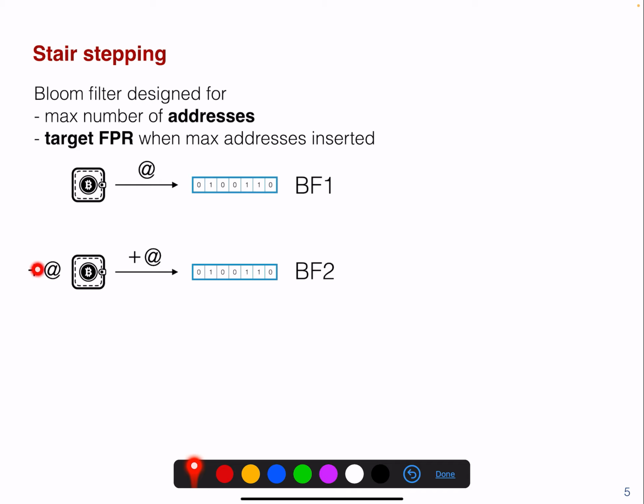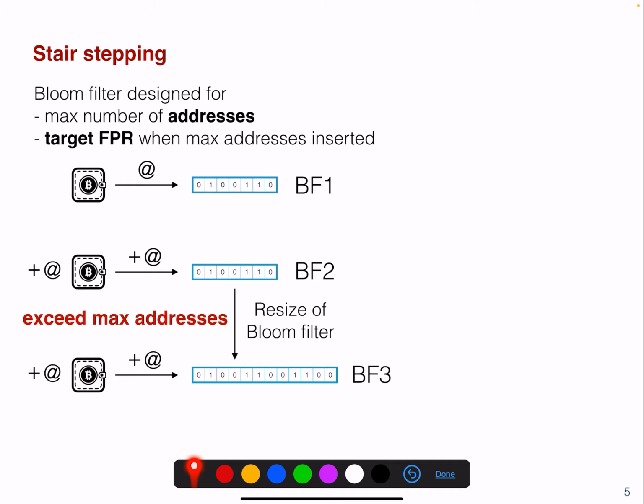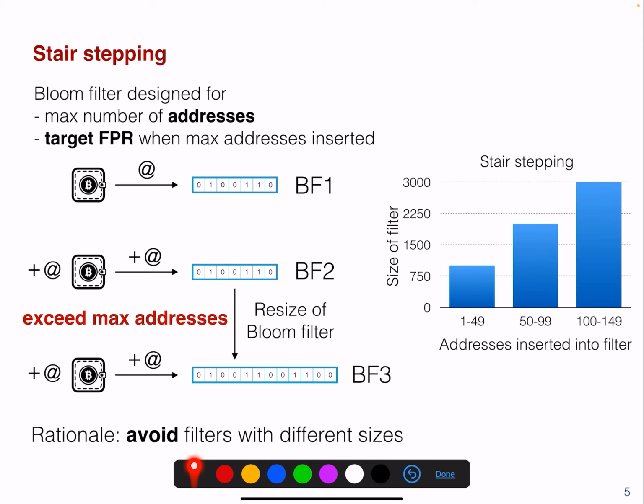But okay, so we have here one Bloom filter because we added some addresses, right? And then we add another address, we get another Bloom filter, etc. So once we exceed the maximum number of addresses, we resize the Bloom filter. So then we get, for example, a bigger Bloom filter. So you can see here, once we have 50 addresses in a filter, we go up to 100, we go up to 150. And there will be different Bloom filters that are proposed.